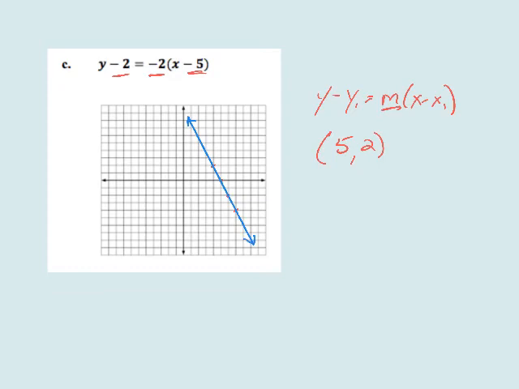Look for the point, the 5, the 2, and the slope of negative 2, and that lets you graph that line. If you want to change it into slope-intercept form, you can do that too, but it's not very smart.